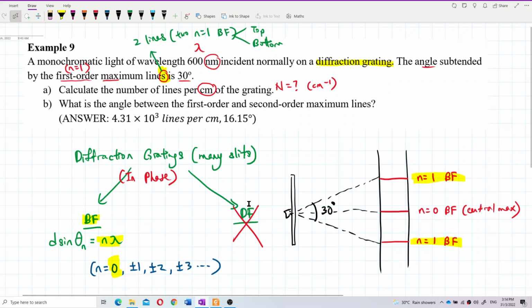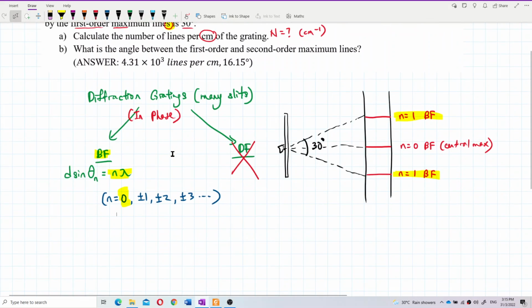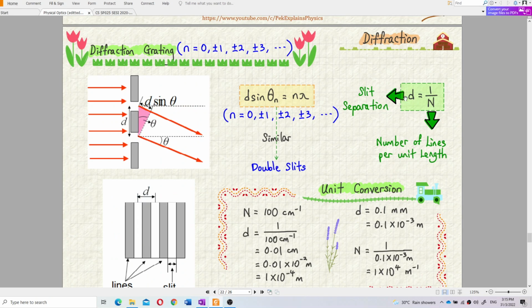Now we want to find the number of lines per unit centimeter. This n we can find using the formula d equal to 1 over n. d is the slit separation between the slits, and n is the number of lines per unit length.